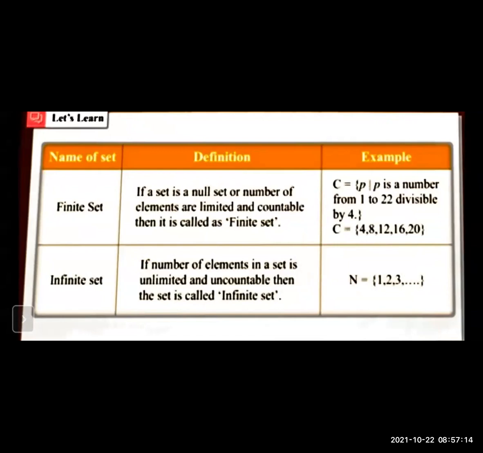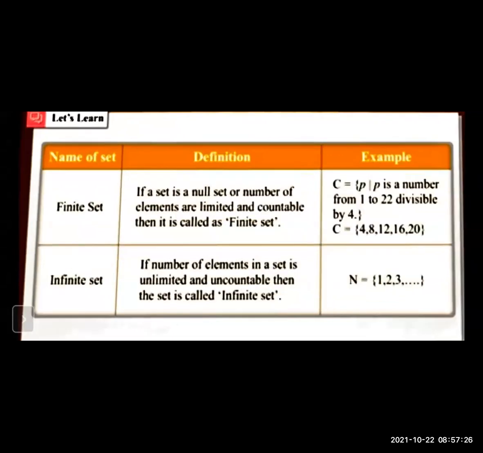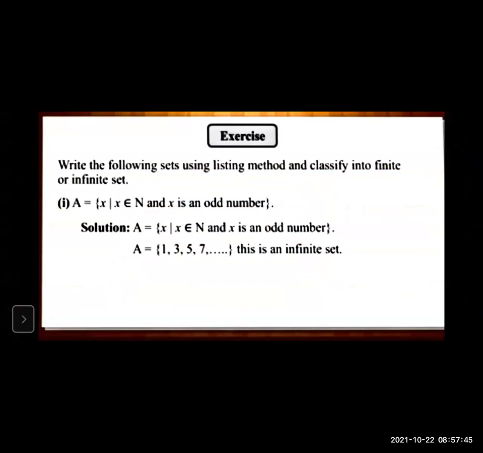Finite set, and there are 2 more finite sets based on your number of elements. Here, 0 elements, there are no elements, is an empty set, null set. 1 element is called a singleton set. And if it is a finite or countable set, and also a set where the number of elements is unlimited and uncountable, then it is called an infinite set. Okay.